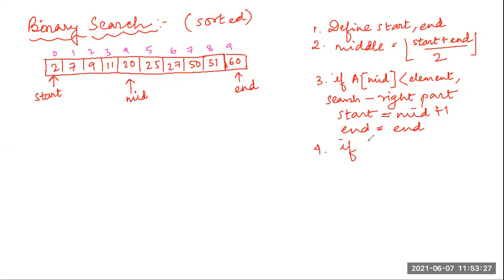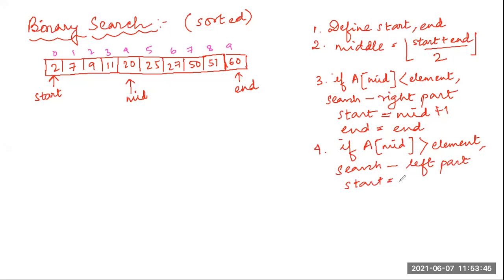So if the element at array of mid position is greater than the element I am searching for, then I will search the left part, and my start will be whatever was there when I first started, but my end will be mid minus 1. It will be updated. Okay, and these are the two possibilities.